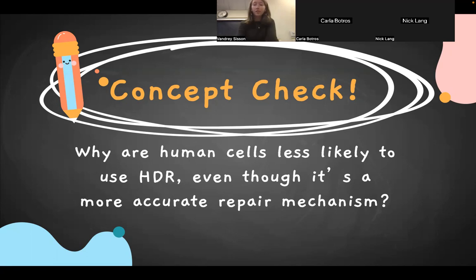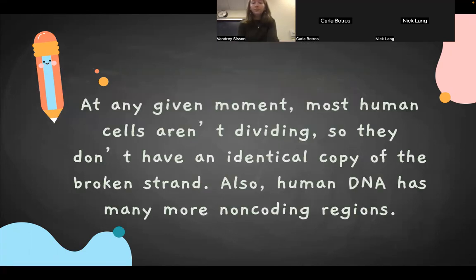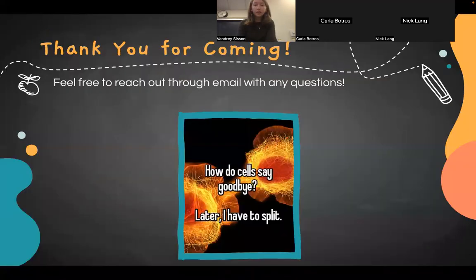All right, so hopefully you've thought about that. Human cells at any given moment are less likely to be dividing, so they probably don't have an identical copy of the broken strand, whereas E. coli or yeast are dividing more often. In human cells, you would have to catch it either in G2 or M phase when you have replicated DNA. And also, human DNA has a lot more non-coding regions than yeast or bacteria. So the odds of you shaving down a region that contains a structural gene that might lead to a harmful mutation is a lot less likely.